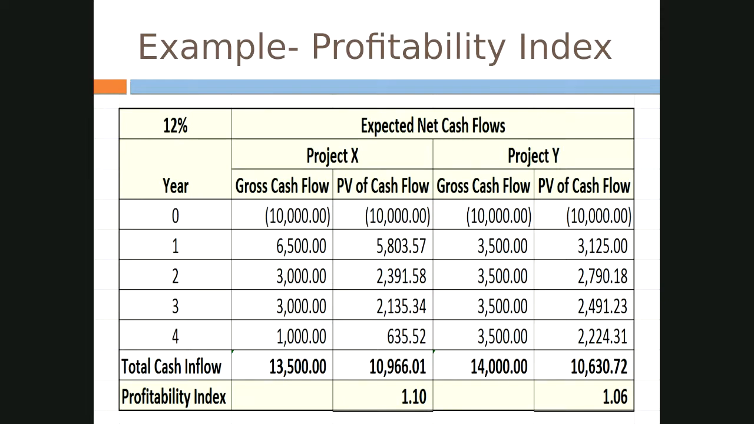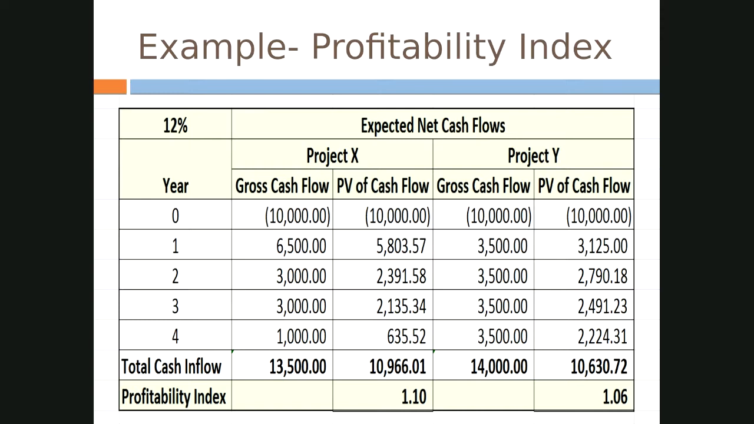Ibig sabihin, di ka man nagko-compute ng present value ang NPV, alam natin na ang NPV niya mas mataas kaysa dun sa cash outflow natin. Tama naman, which is 10,966.01 kasi. So therefore, si Project X, acceptable. Si Project Y naman, ganun din.